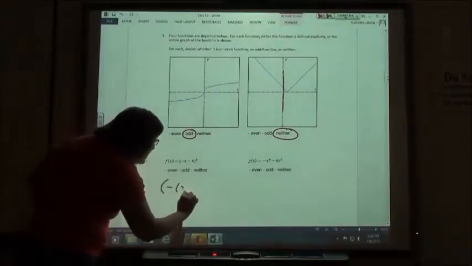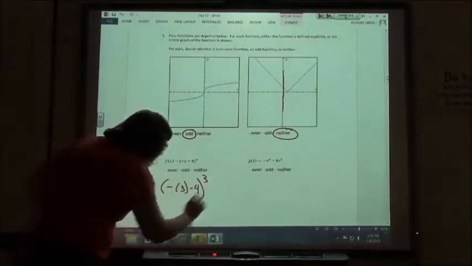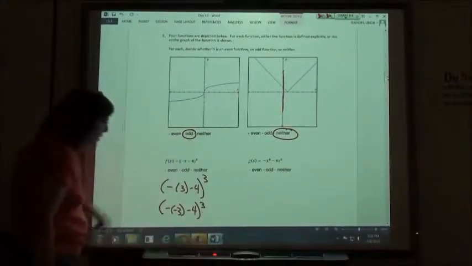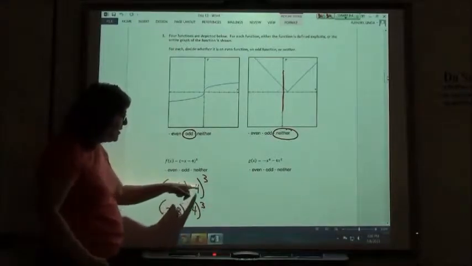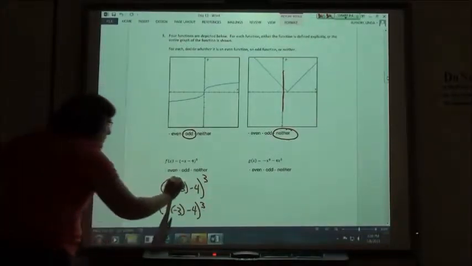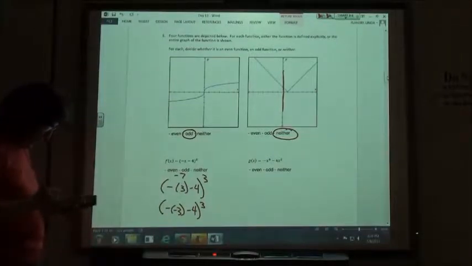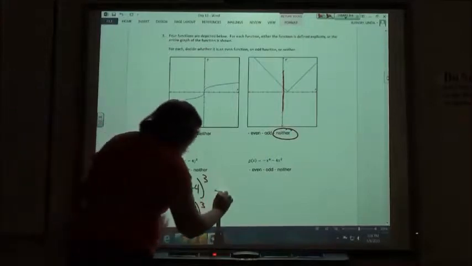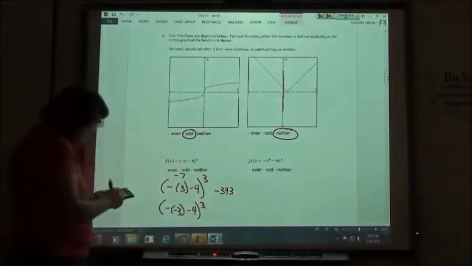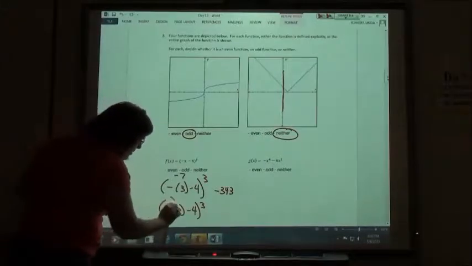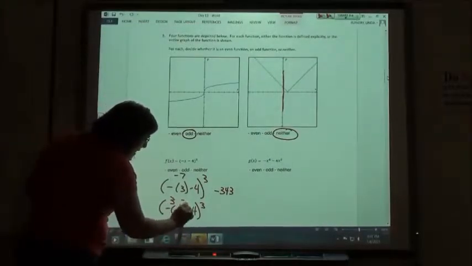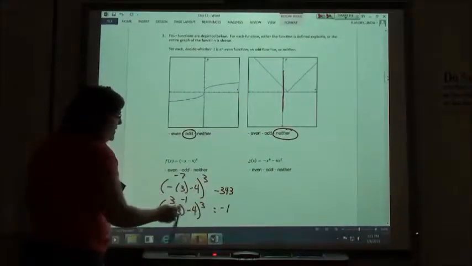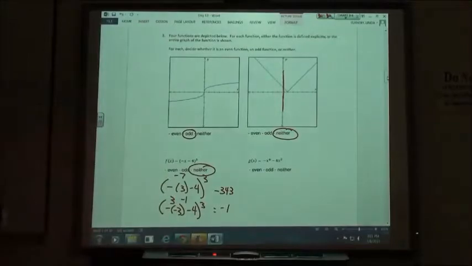I'm going to have minus 3 minus 4 cubed, and then I'm going to have minus a negative 3 minus 4 cubed. So this is going to give me negative 3 minus 4, which is negative 7. I have to cube negative 7. So negative 7 to the third power is negative 343. On this one, when I do minus a negative 3, it becomes positive 3. 3 minus 4 is negative 1, and negative 1 cubed is negative 1. I don't get the same answers. That's going to be a neither function.